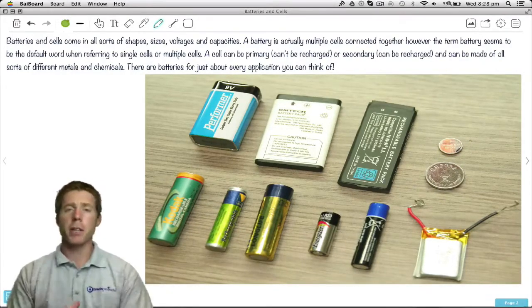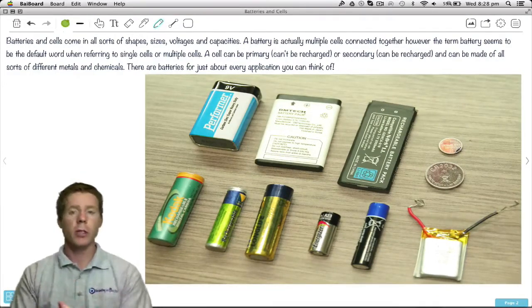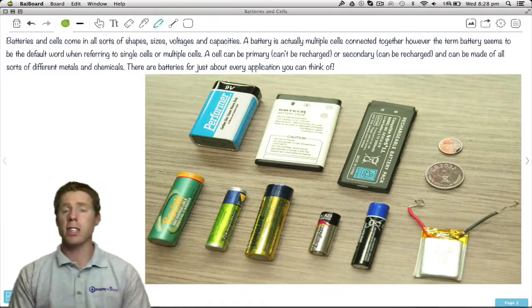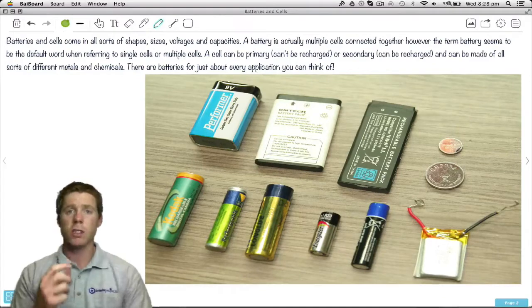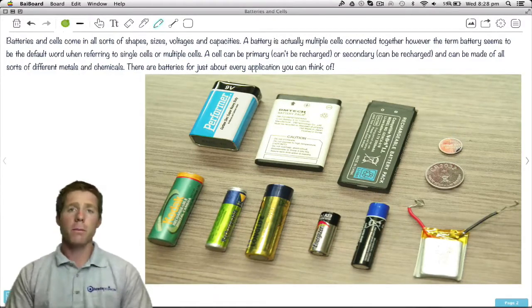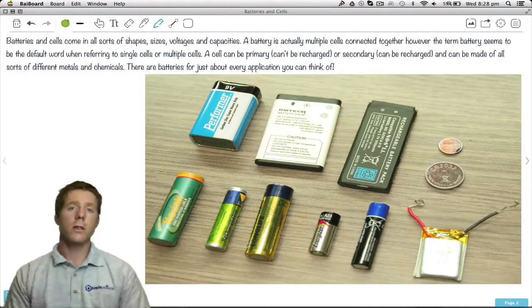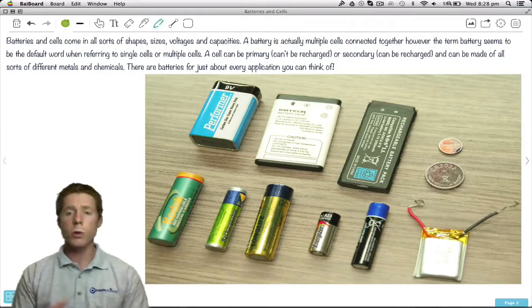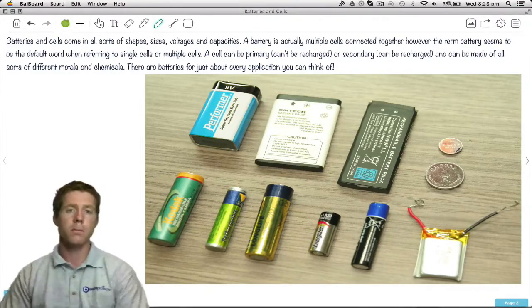So batteries are made in all sorts of different sizes, out of all sorts of different metals, out of all sorts of different chemicals within there that we call the electrolyte. They're made in different packages. They're made to give us different voltages. They're made to give us different amounts of current capabilities or capacities. Some are used to start cars. Some are used just to power remote controls for your television. There's all sorts of batteries for all different sorts of purposes.